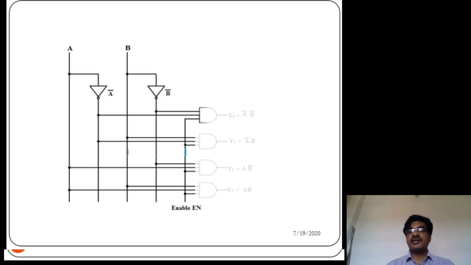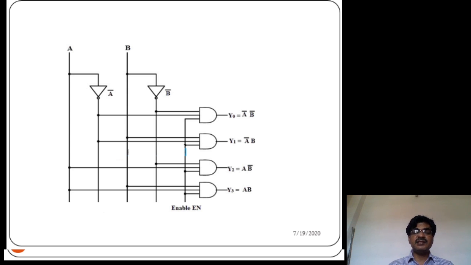So for y0, the connection is like this. For the y0 AND gate, since the y0 equation is a bar b bar, the inputs of this AND gate are the a bar input, the b bar input, and the enable input. Similarly, for y1, a bar b. For y2, a b bar, the a input and b bar input. For the last one, y3, the a input and b input. Of course, the enable input is already there. So in terms of data inputs, we have written the Boolean equations. Okay, this is the realization of the 2 to 4 decoder using AND gates.